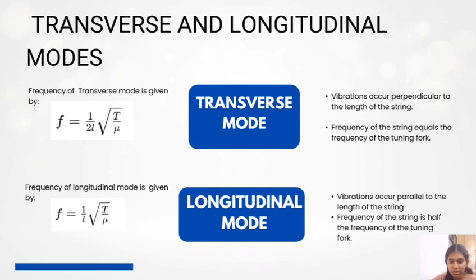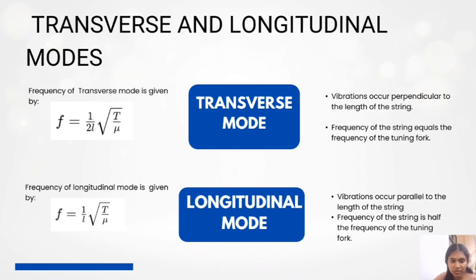Coming to the longitudinal mode, the vibration occurs parallel to the length of the string. But the frequency of the string is half the frequency of the tuning fork, because the tuning fork completes one cycle while the string's vibration is only half completed. That is the reason why the frequency of the string is half the frequency of the tuning fork. Here, the frequency of the longitudinal mode is given by F equals 1 by L root of tau by nu.